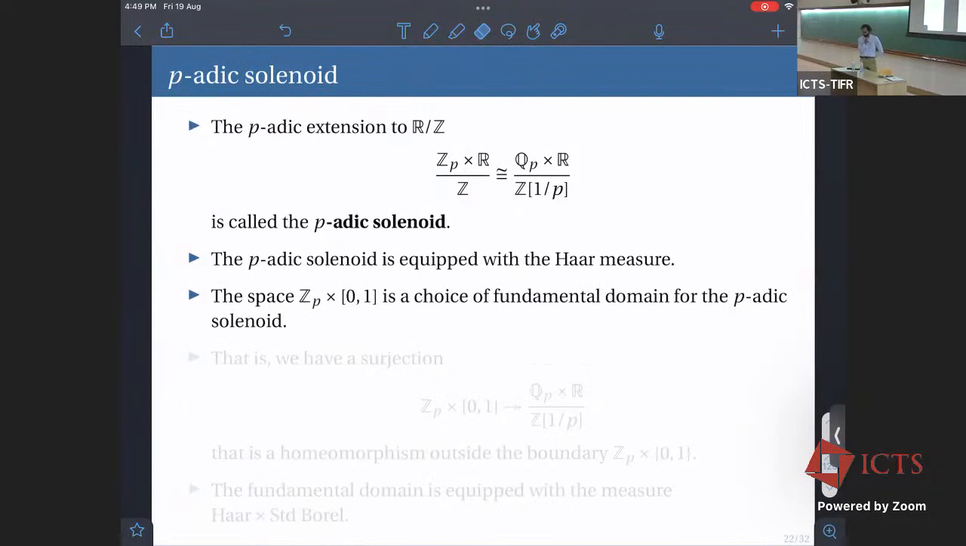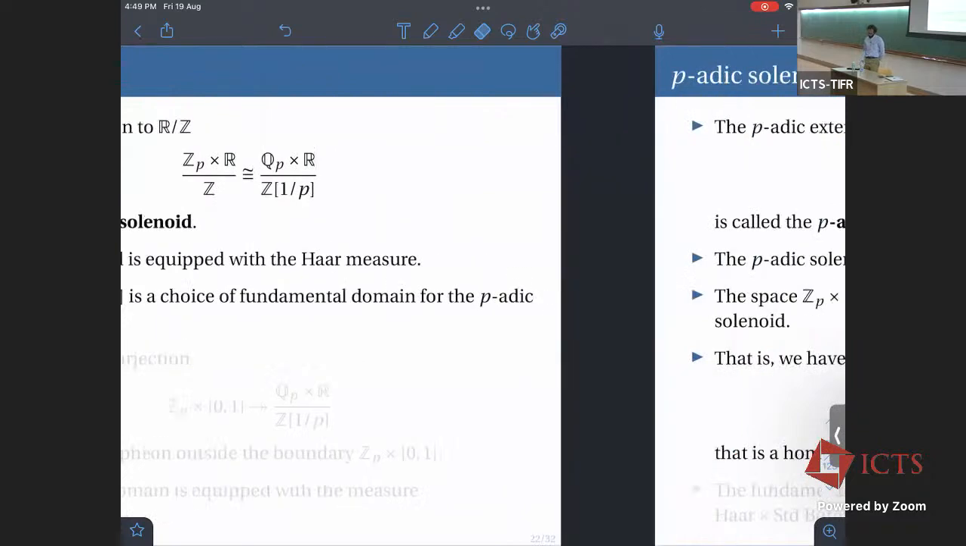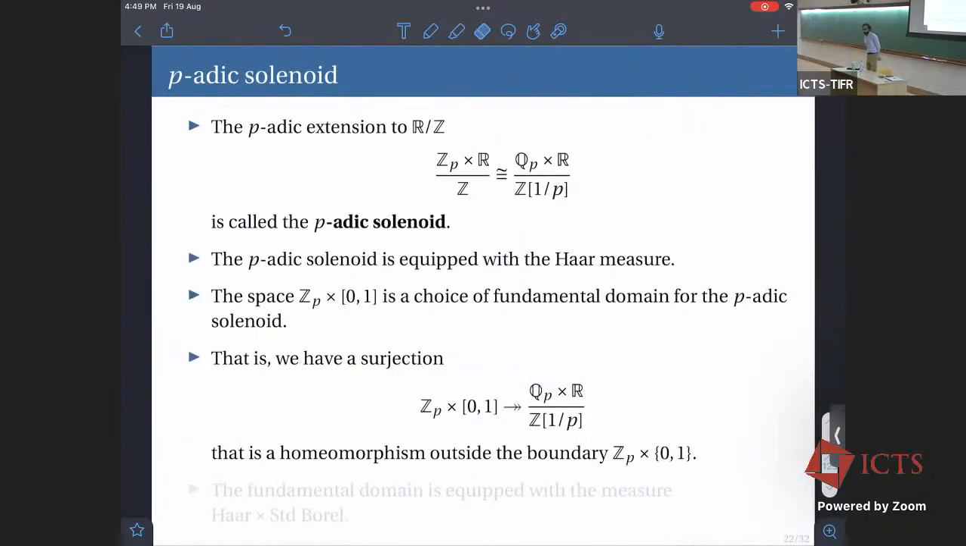And just like for modular curves, you have fundamental domains. So even for this p-adic solenoid, you have a fundamental domain. Z_p cross [0,1) is the choice of fundamental domain for this p-adic solenoid. What that means is that you can check that the natural map from Z_p cross [0,1) to this p-adic solenoid is a surjection. And once you remove the boundary, so the boundary is just Z_p cross {0,1}, you get a homeomorphism.